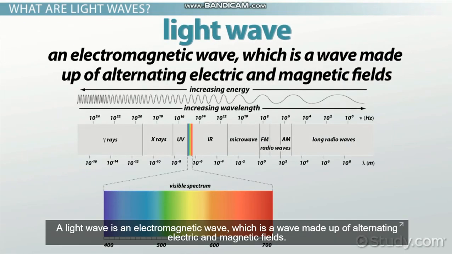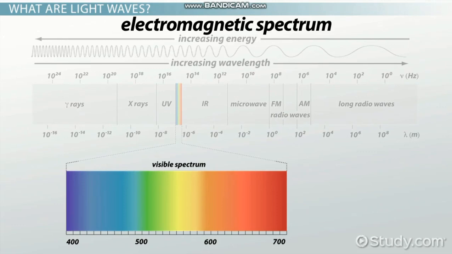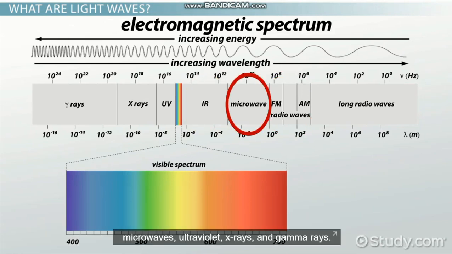A light wave is an electromagnetic wave, which is a wave made up of alternating electric and magnetic fields. In everyday life, when people talk about light waves, they usually mean visible light. But visible light is only one part of the electromagnetic spectrum, along with radio waves, infrared, microwaves, ultraviolet, X-rays, and gamma rays. Physicists call all of these things light waves.